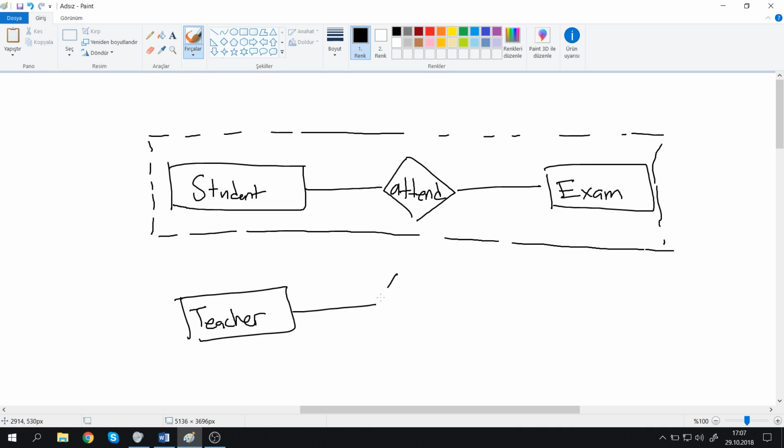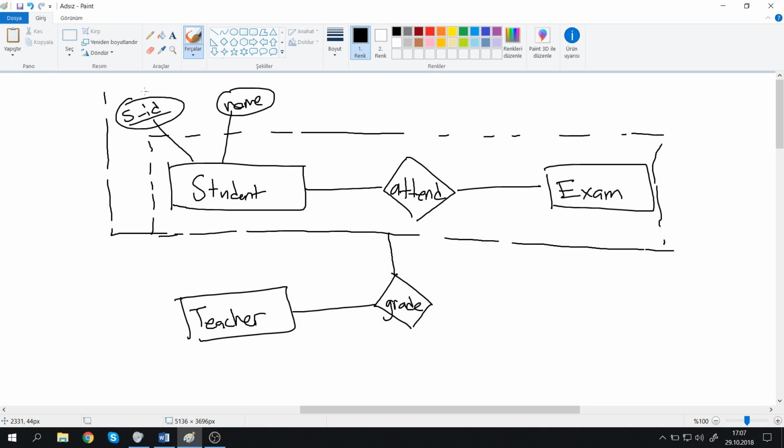and teachers are grading attended exams. So if we show it like that, we are saying that a student should attend an exam. We of course have student's ID as the primary key. We can have many different attributes for these entities. And if we are drawing a rectangle, we should also cover these attributes of the entity as well. So it would be like that.